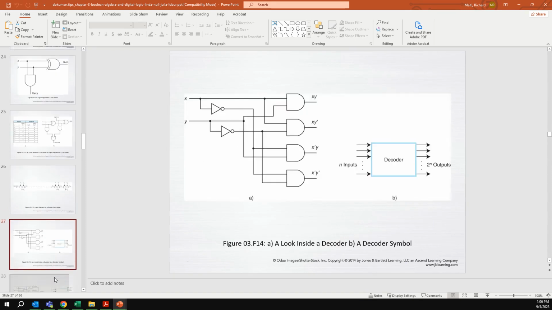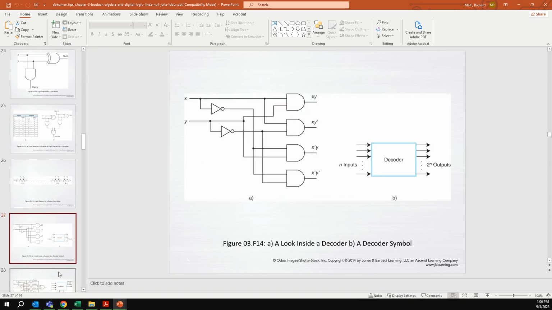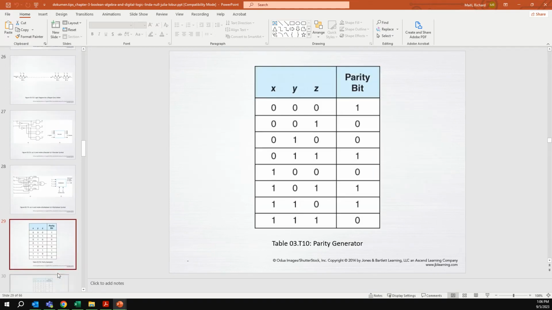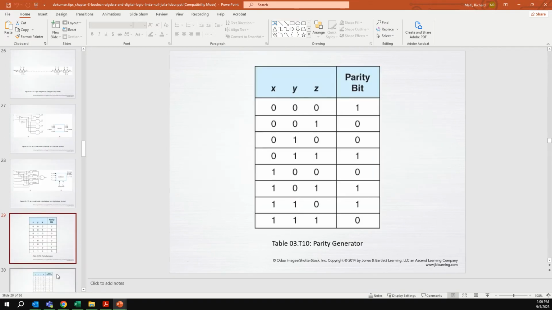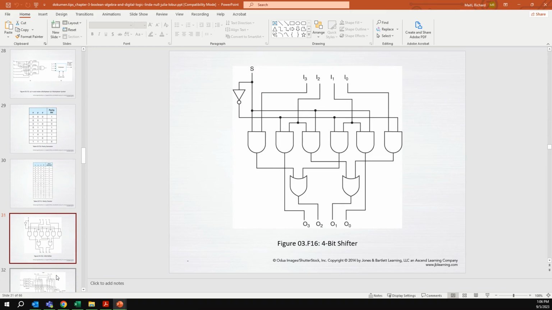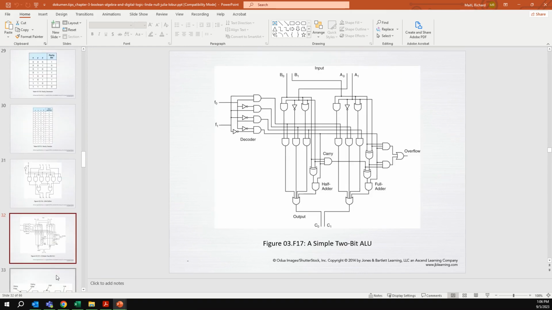So ripple carry adder, decoder, multiplexer, and the symbols. Parity bit. Again, more into the parity bits here. Shift, 4-bit shifter. So it gets into the more complex diagrams here.